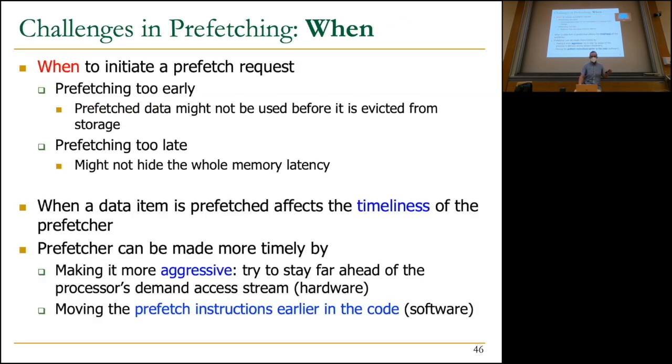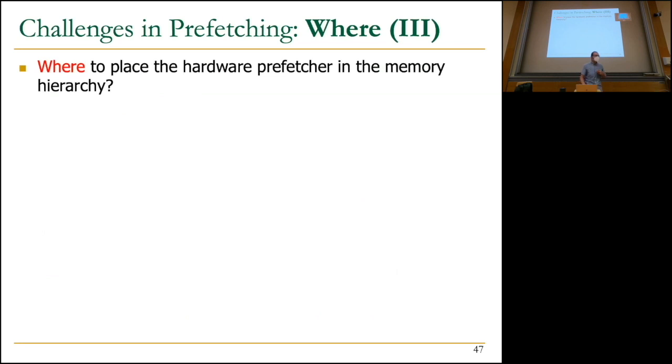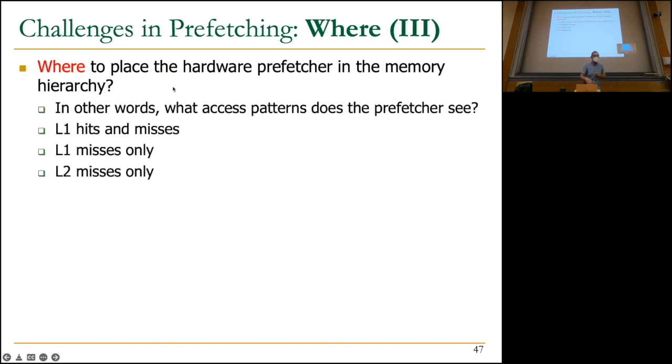Okay, so that's when. So where, as I said, has a lot of issues. I'm not going to discuss all of the where-related issues, but I'll pick one. Where do you place the hardware prefetcher in the memory hierarchy? In other words, depending on where you place the prefetcher, it sees different access patterns, right? For example, if you place the prefetcher very close to the processor, it observes the processor's access stream, all of the L1 hits and misses, basically. So it has a complete picture of what the processor is accessing.